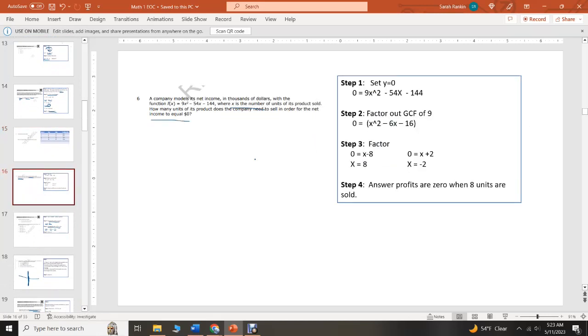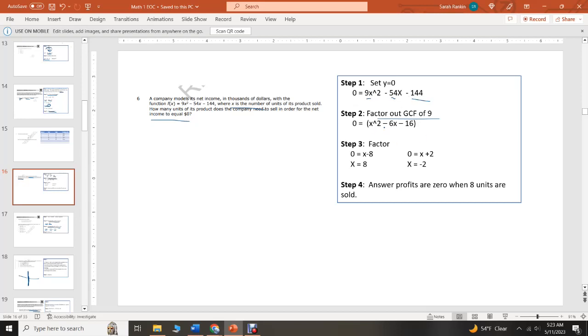All right, a company models its income in thousands of dollars with the function. So f of x is my income, where x is the number of units of products sold. How many units for a net income equal to 0? So I want income of 0, so I set y equal to 0. And the first thing I did was, now I've got to factor this. So the first step in factoring is to take out the greatest common factor, which is 9, because 9 goes into 9, 9 goes into 54, and 9 goes into 144.